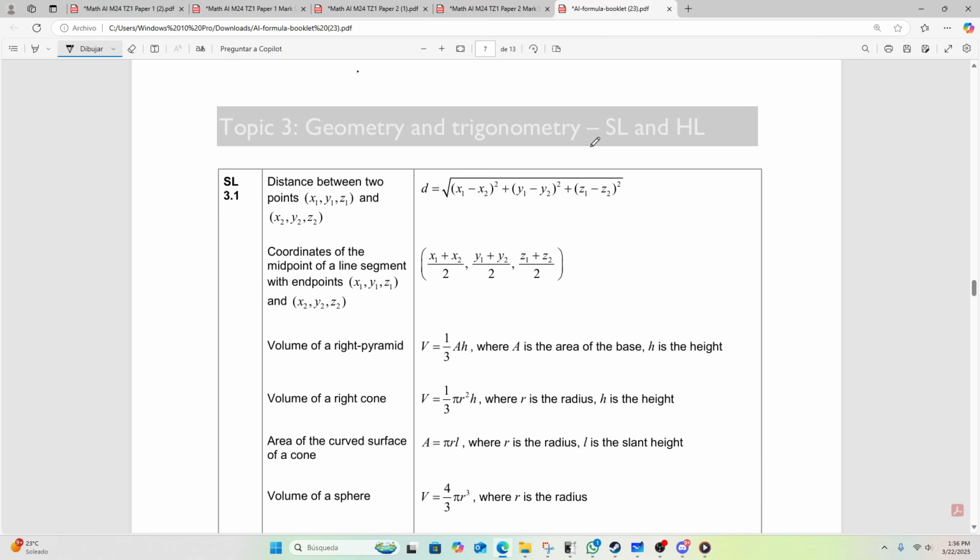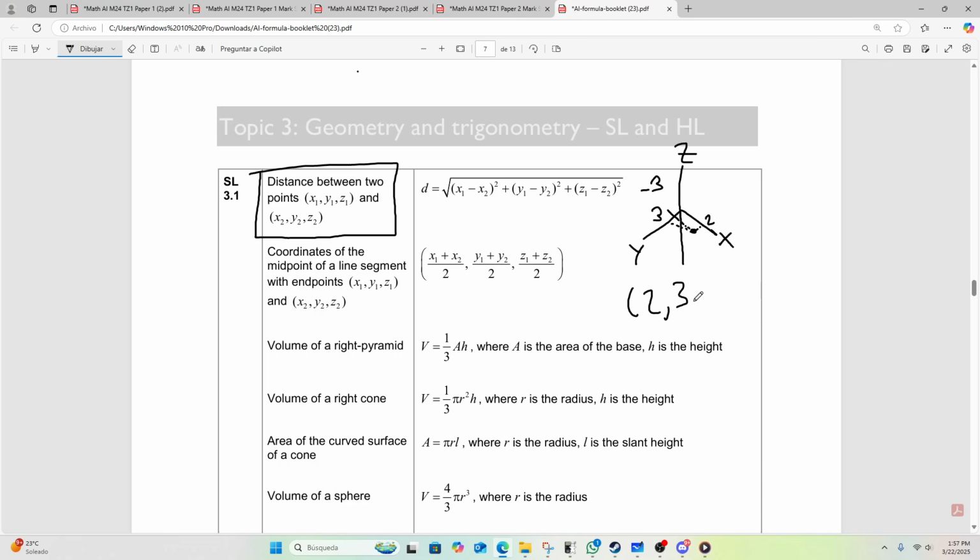So here you have the distance between 2 points in 3 dimensions. So if you ever have something like this, where you have x, y, and then z, doesn't happen too often with AISL, but it can. You will have a point, for example, something floating here. So let's say you have an x of 2, then a y of 3, and then a z of, I don't know, -3. So your point would be (2, 3, -3).